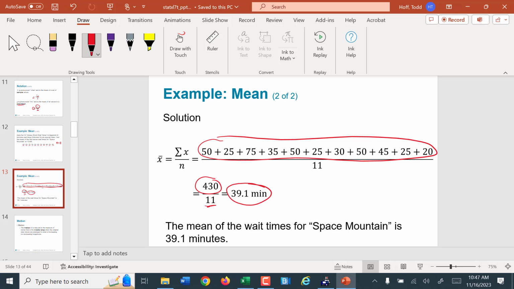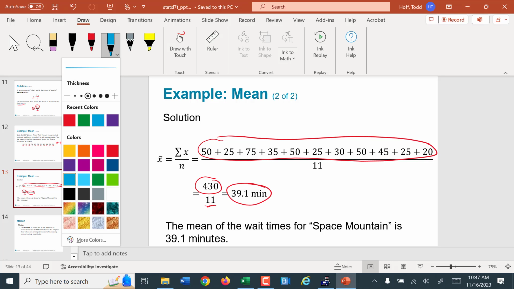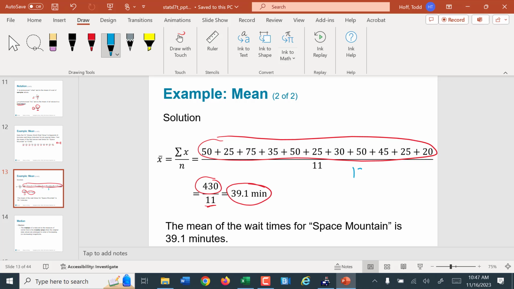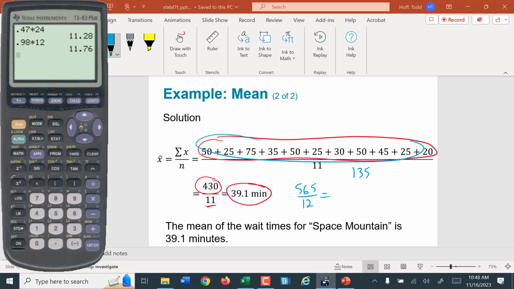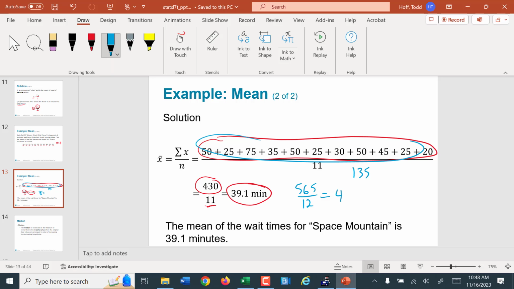Now, let's say that we had someone waiting in line for a ride that broke down, and so that wait time ended up being over 2 hours, 135 minutes. If I were to add that in, of course, I'd be dividing by 12 now because there'd be one more. That would all add up to 565, and I'd be dividing by 12. Well, 565 divided by 12, we get 47.08. 47.1 we'll round it to.